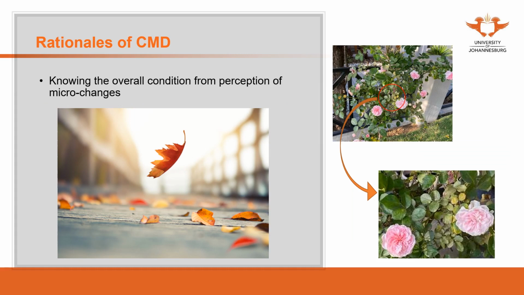The second, knowing the overall condition from perception of the micro changes. What does this mean? In the environment, in nature, the season changes from spring to summer, from summer to autumn, from autumn to winter, and from winter to spring again. So it goes in this cycle.